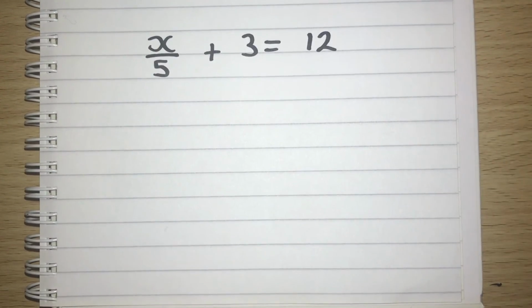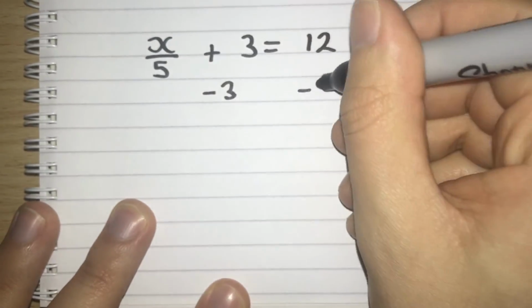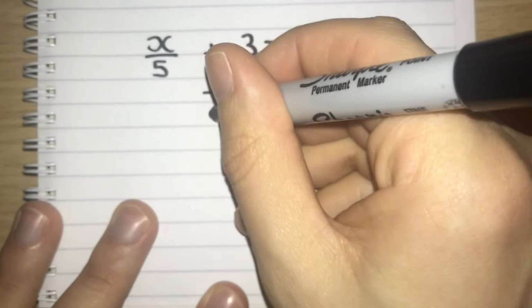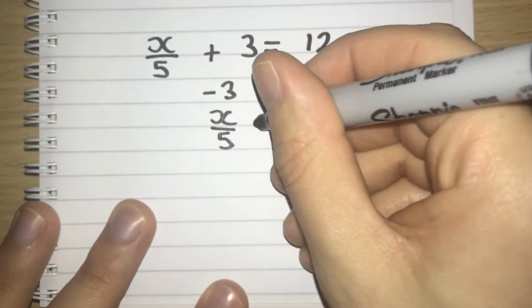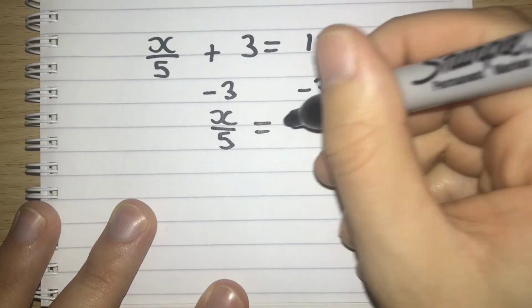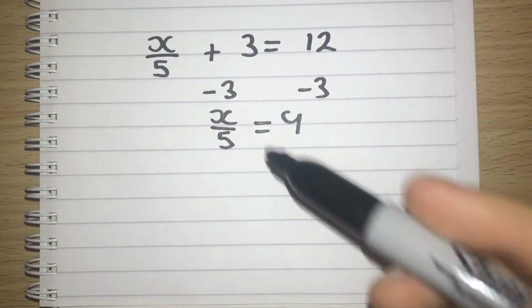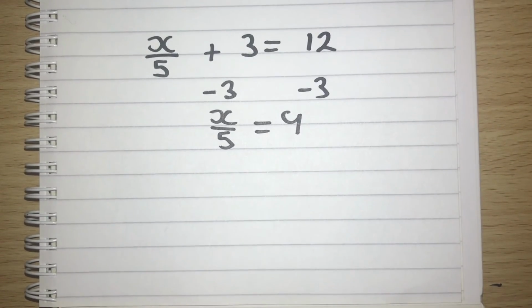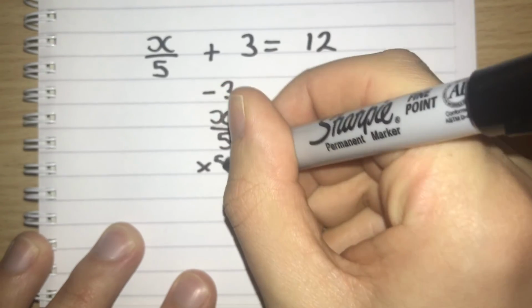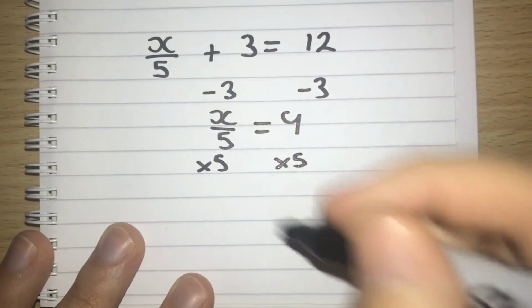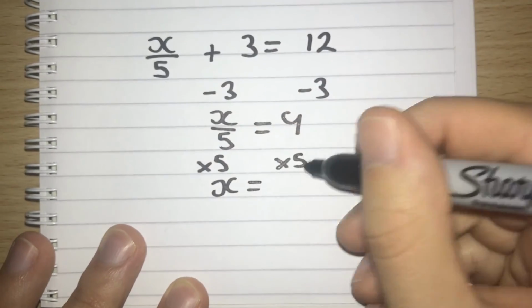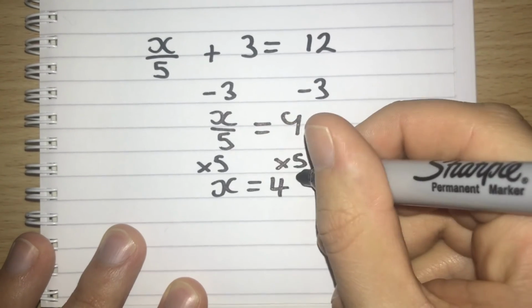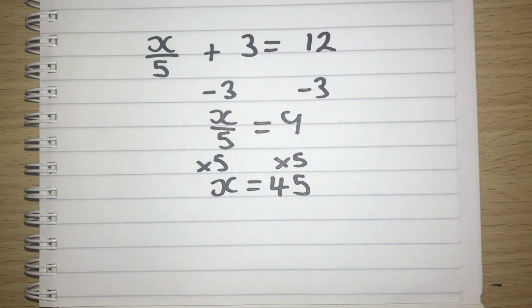Now if we look at the second one, x over 5 plus 3 equals 12. We've got to first of all get rid of this plus 3. We do that by taking 3 away from both sides. So on the left, we're left with just x over 5. And on the right, 12 minus 3 gives us 9. Now we've got x over 5 equals 9, or x divided by 5 equals 9. So to get rid of that divided by 5, we need to multiply by 5. So x is going to be equal to 9 multiplied by 5, which is going to give us 45. So our answer for this one is going to be 45.